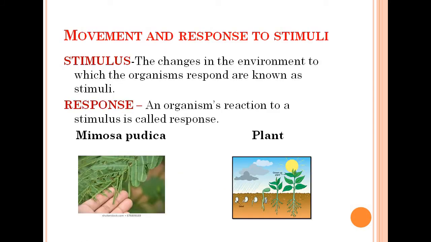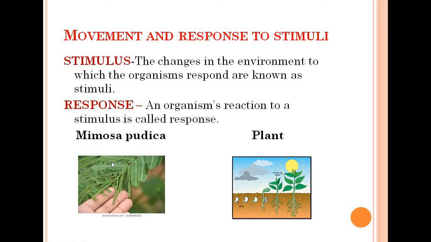Now, the next characteristic of living things: we have seen the first, the structural organization, and the second one is movement and response to stimuli. So first we will see what a stimulus is. The changes in the environment to which organisms respond are known as stimuli. We can say a change in the immediate environment of an organism which produces a change in the activities of the organism is called a stimulus or stimuli. Clear? An organism's reaction to a stimulus is called a response.